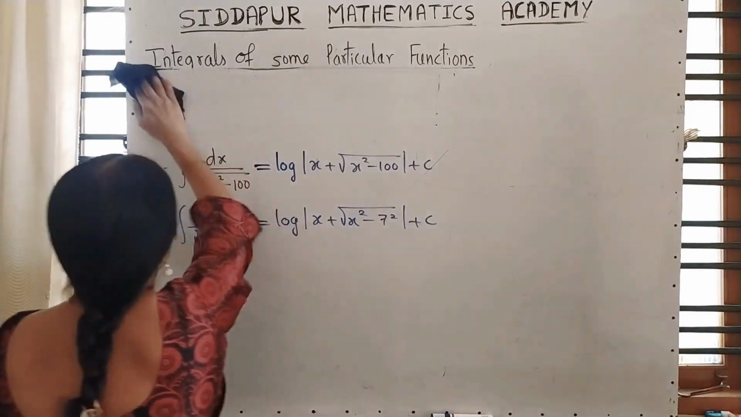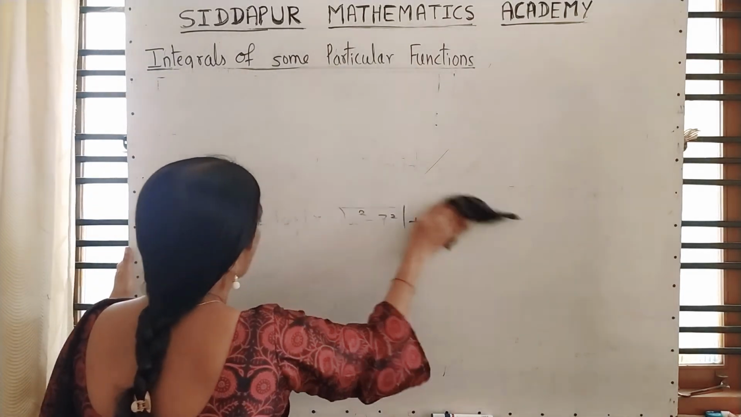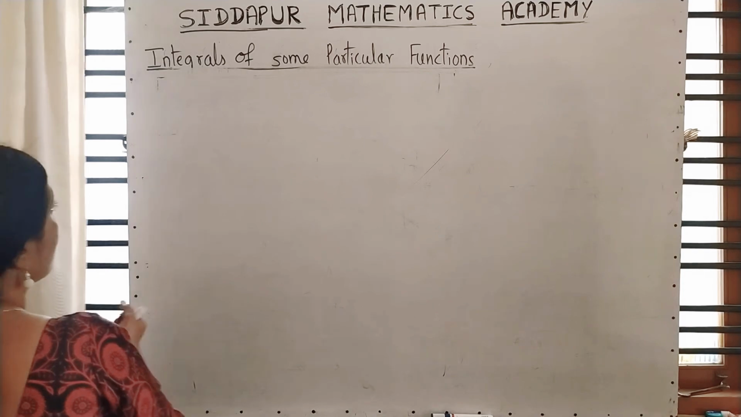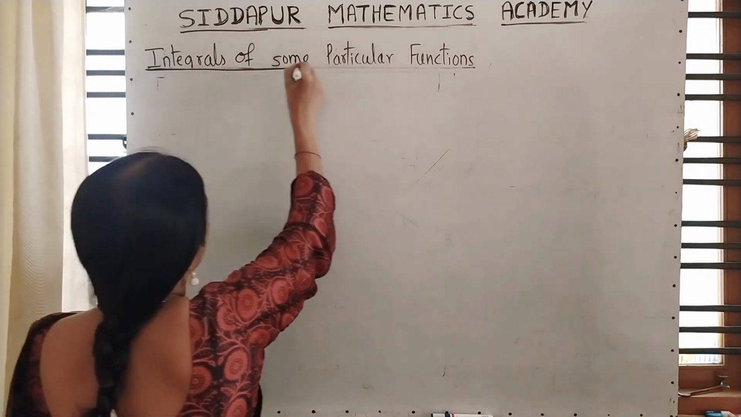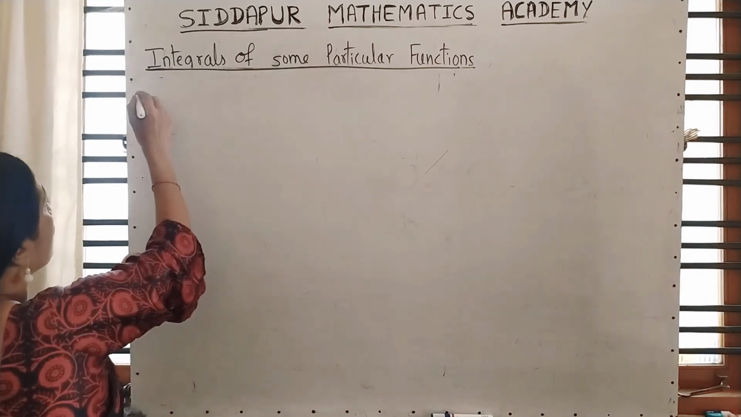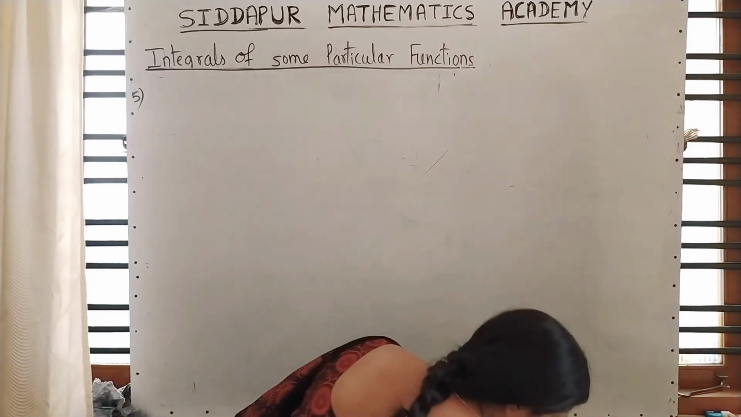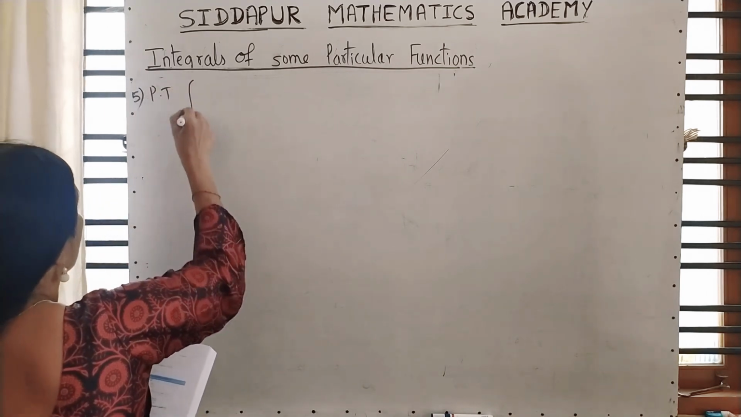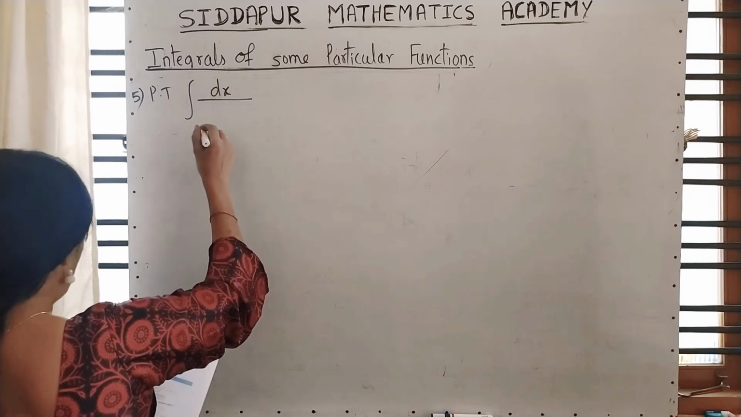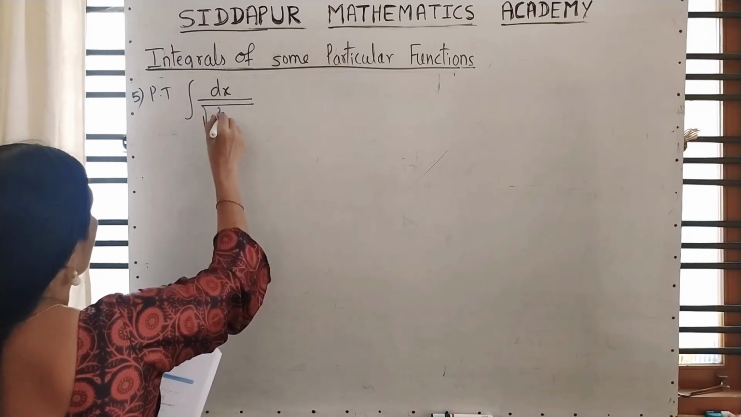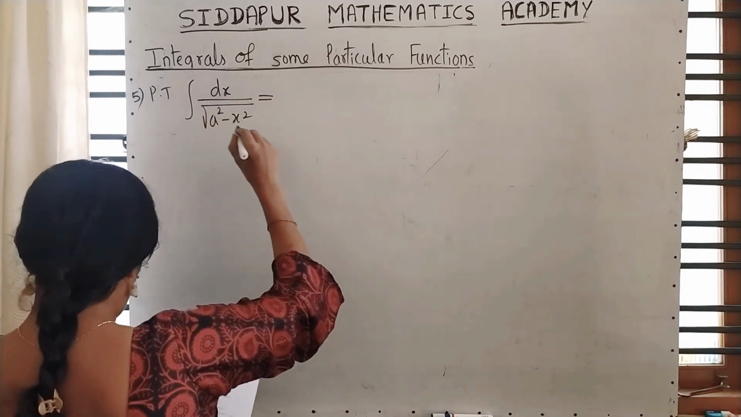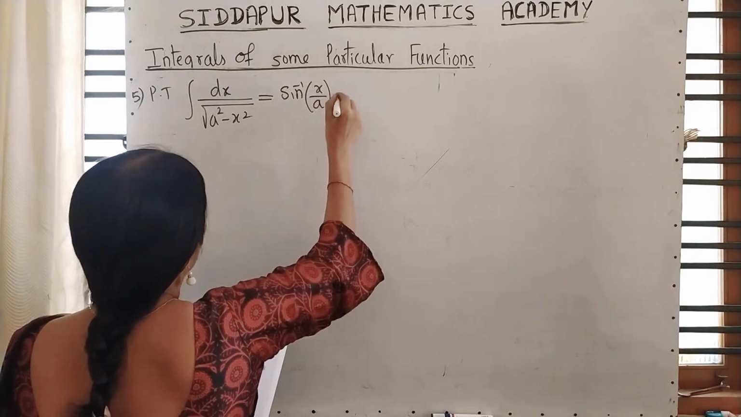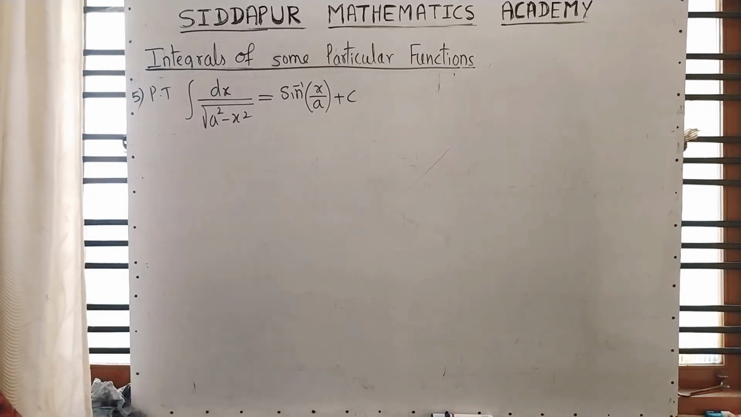Moving to the fifth derivation. To avoid your tension, in one class I am explaining only 3 formula derivations. Fifth one. Same, prove that dx upon root of a square minus x square is equal to sin inverse x upon a plus c. So write down the LHS.